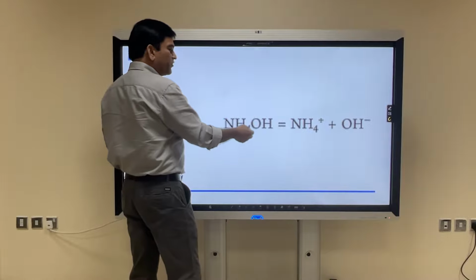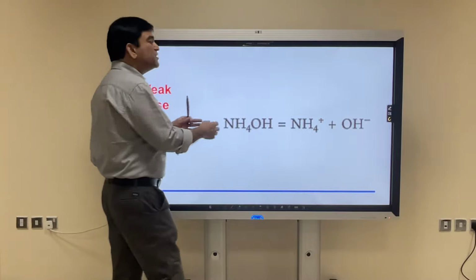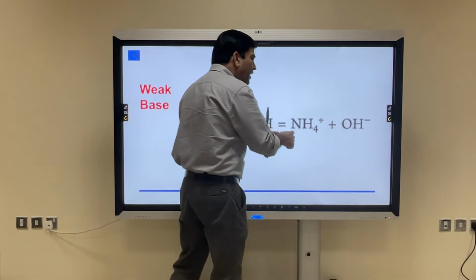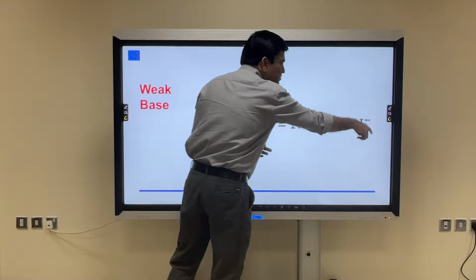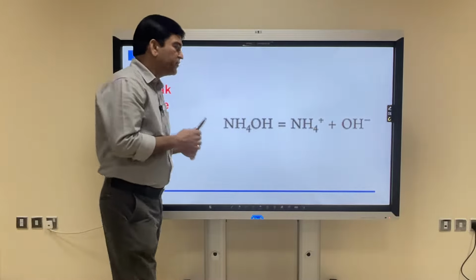NH4OH, ammonium hydroxide, is a weak base. It is not completely dissociated, but again, it is dissociated into OH- ion. So all these bases give you hydroxide or hydroxyl ion.